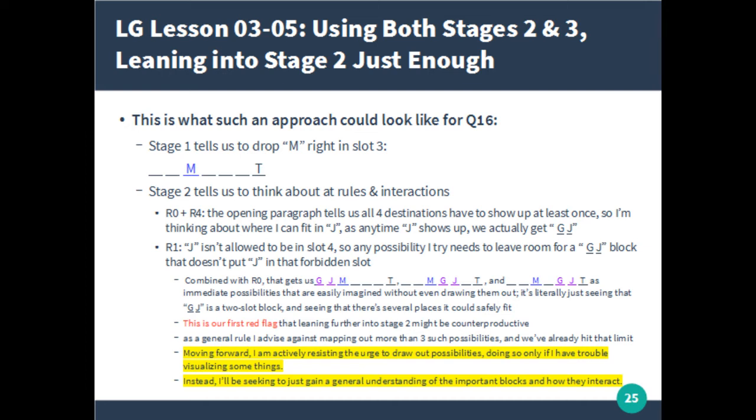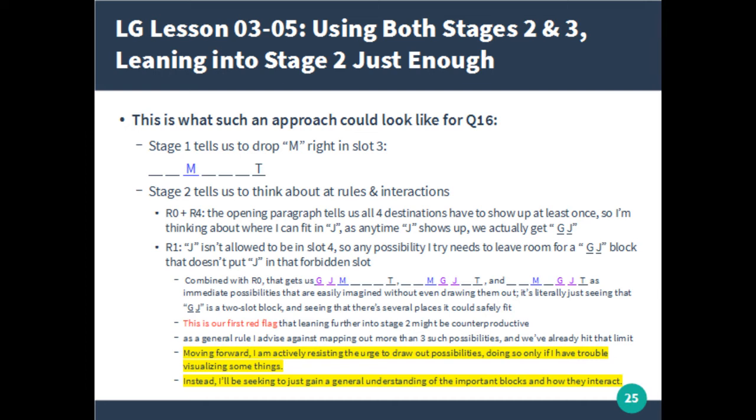Those are immediate possibilities that you can fairly easily imagine without even drawing them out, so try to get into the habit of doing that without forcing yourself to draw it. It's literally just seeing that GJ is a 2-slot block and you've got plenty of places to fit in that 2-slot block. 3 is plenty in my mind. And 3 is plenty. That is our first red flag, that leaning further into stage 2 might be counterproductive.